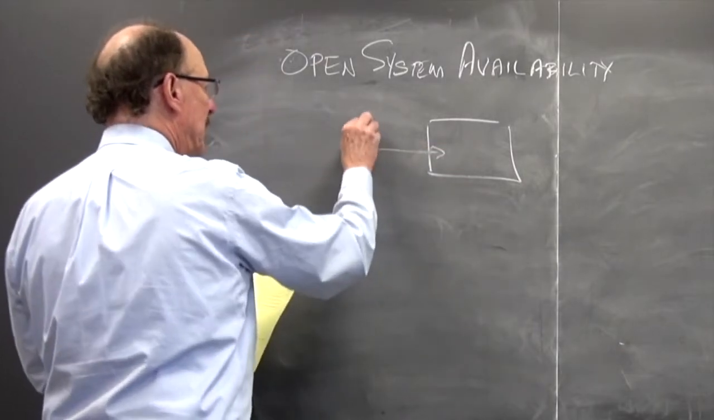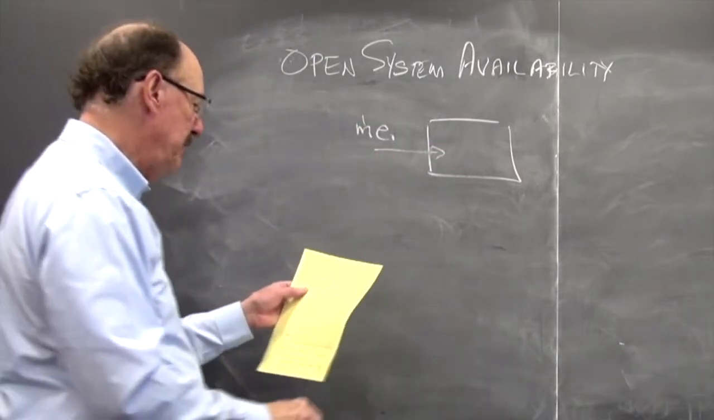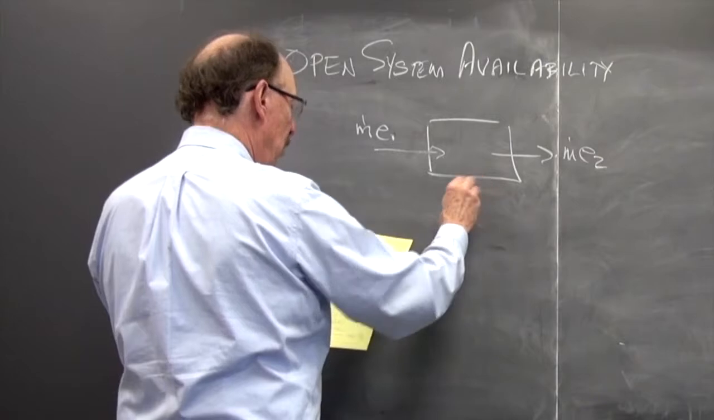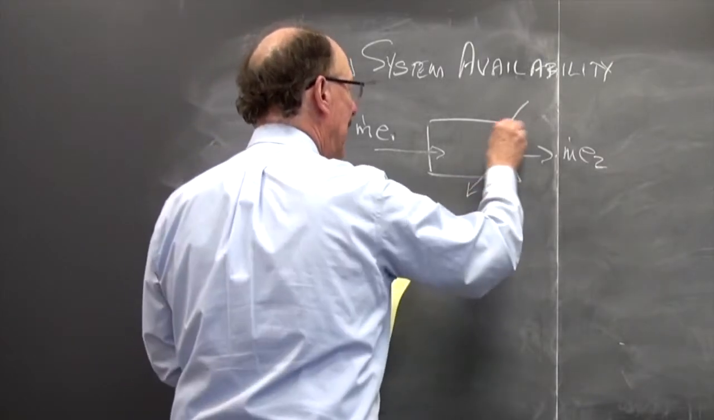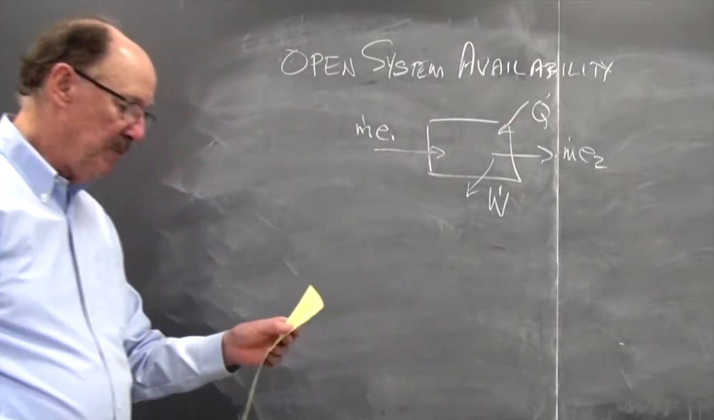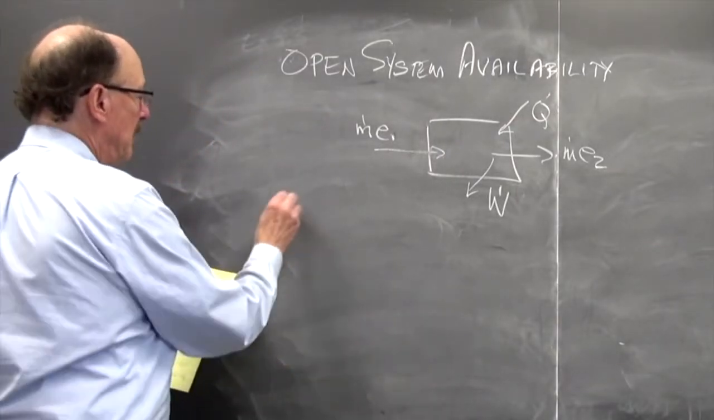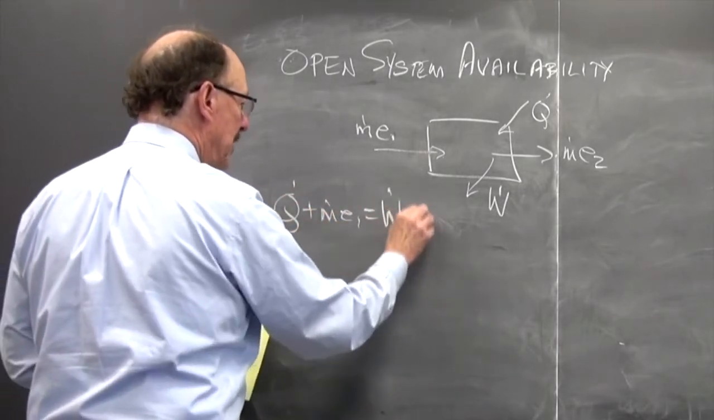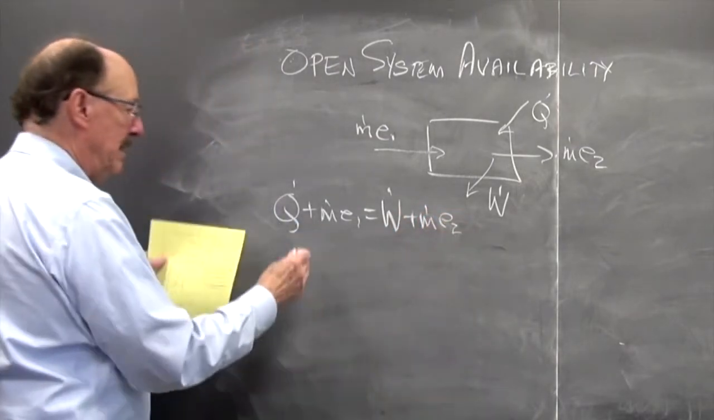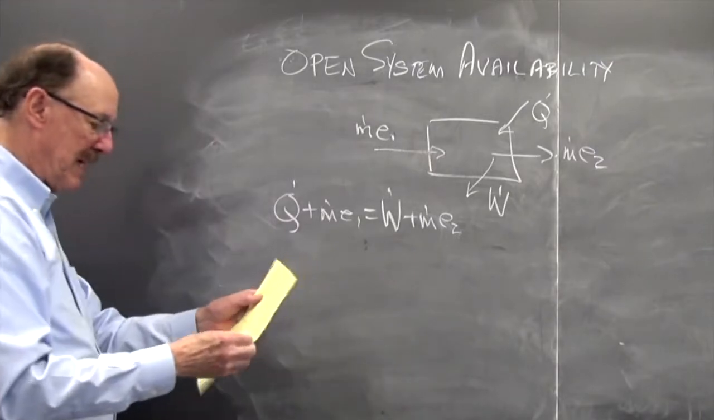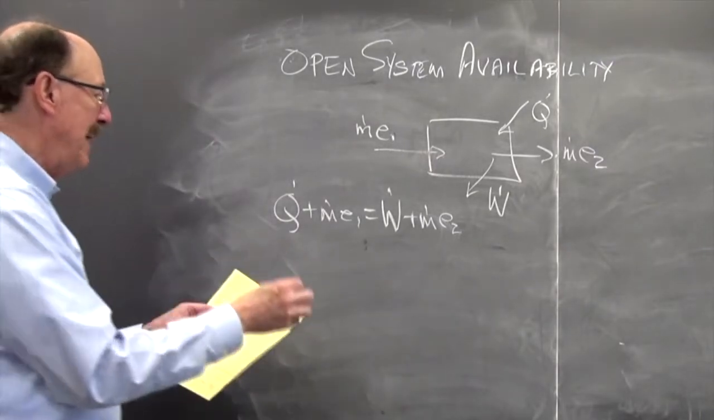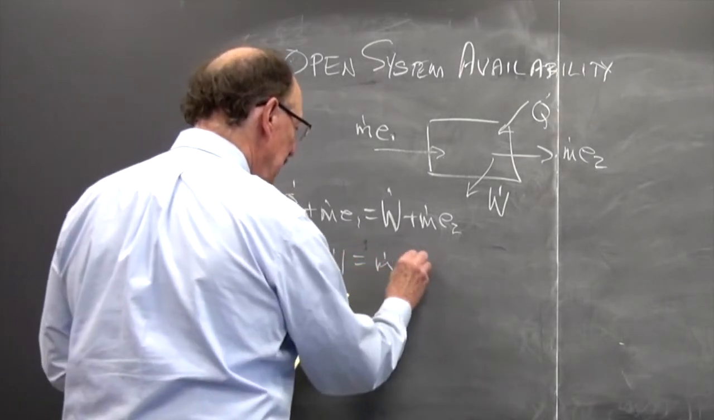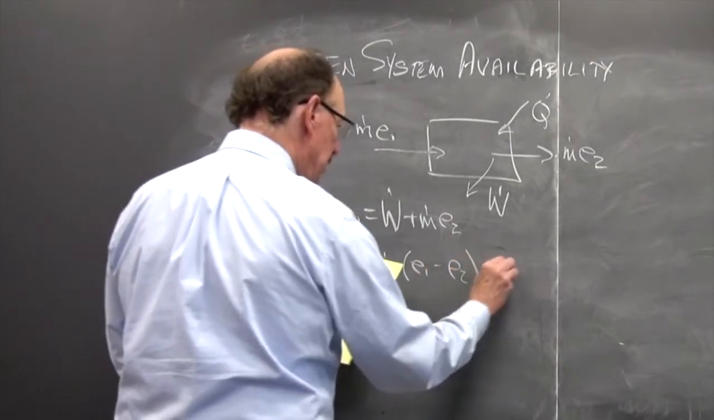With a general open system, we'll have a mass flow rate with a total energy entering. It will leave. We could have work produced, power produced, and we could have heat go in. This is the general form of the first law equation: Q dot plus m dot E1 is equal to W dot plus m dot E2. So the energy going in is equal to the energy going out. Now I can rearrange this: W dot is equal to m dot times (E1 minus E2) plus Q dot.